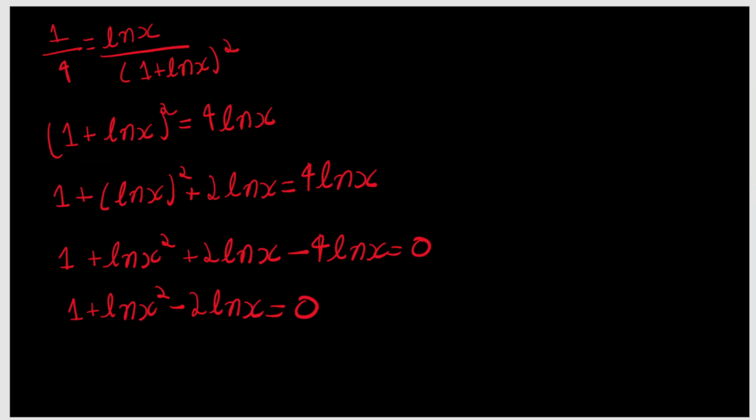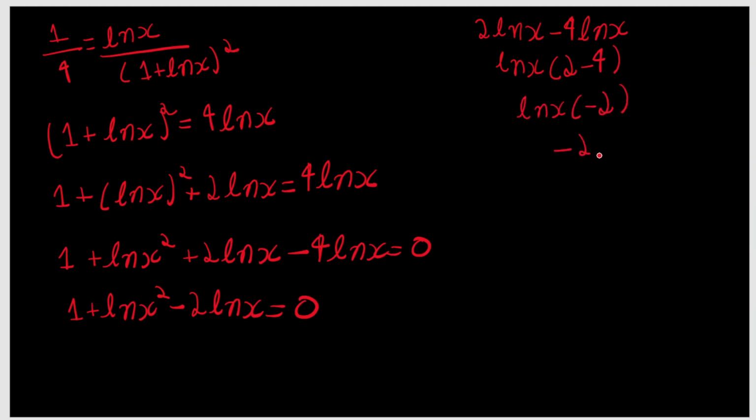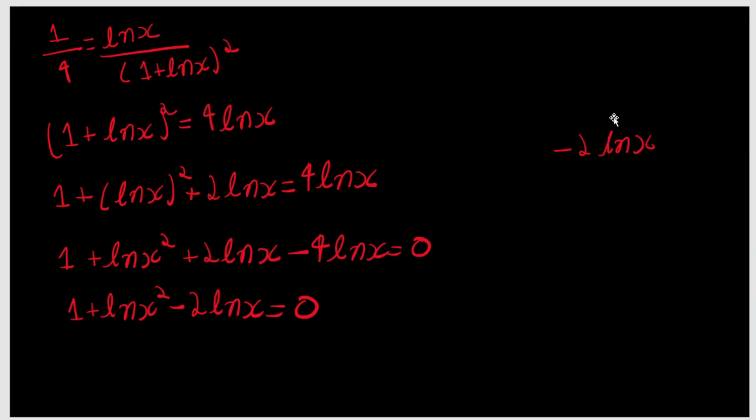So if you didn't understand this step, let me do it again. It is over here. Now I'm explaining how we got minus 2 ln x over here. So here it is: 2 ln x minus 4 ln x. If I take ln x common, I'm going to be left with 2 minus 4, and we know that 2 minus 4 is going to give me minus 2, and this is minus 2 ln x. So that is how I got the minus 2 ln x over here. I hope you understood that.